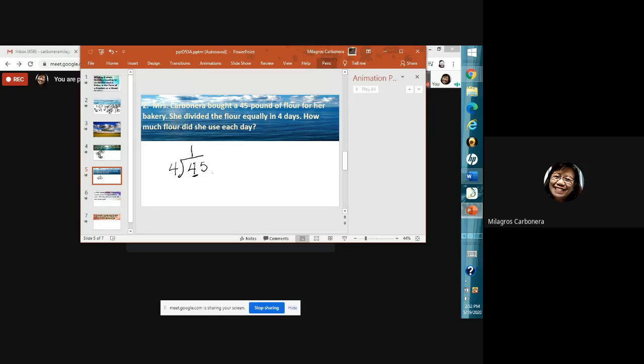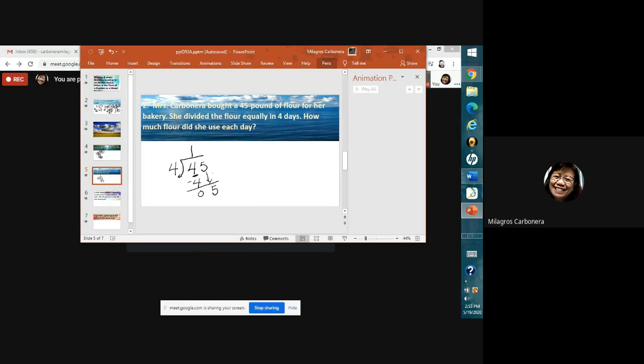So I have to put my 1 on top of my 4. And if I'm going to multiply my 1 and 4, that gives me a 4. If I'm going to subtract, I would be getting a 0. Now, after subtracting, next step in division is to bring down. So I'm going to bring down my 5.